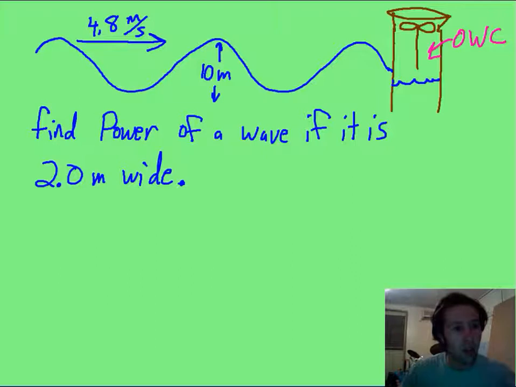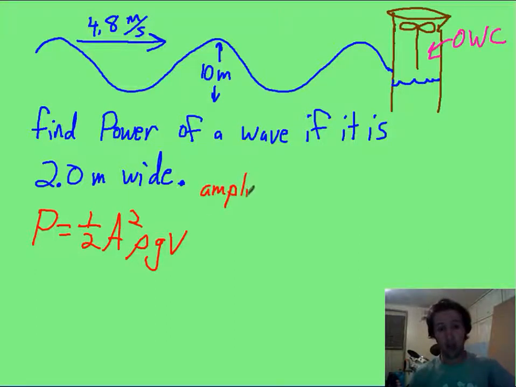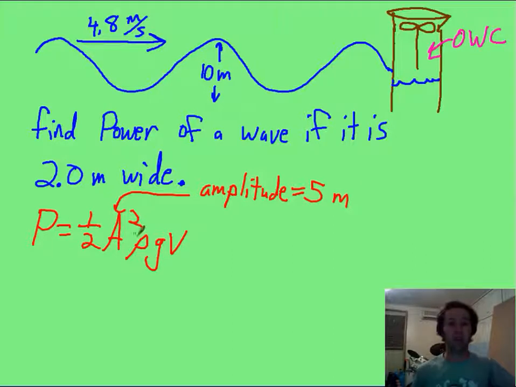Now, in your data booklet, hopefully you found the equation that says P is equal to 1/2 A squared rho g v. Now, hopefully you are aware that this A is no longer area, like with the windmill. It is standing for amplitude of the wave. And in this case, the amplitude is not 10. That's a clever trick. If you fell for that, it's actually half that, 5 meters.